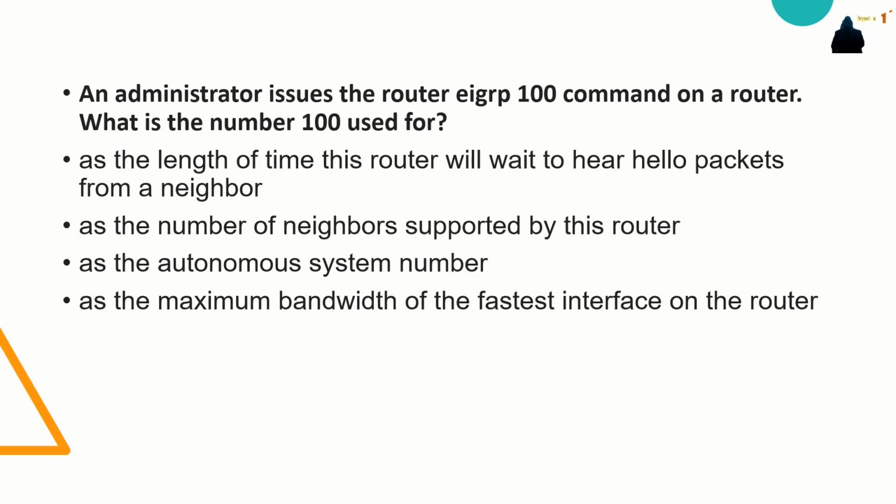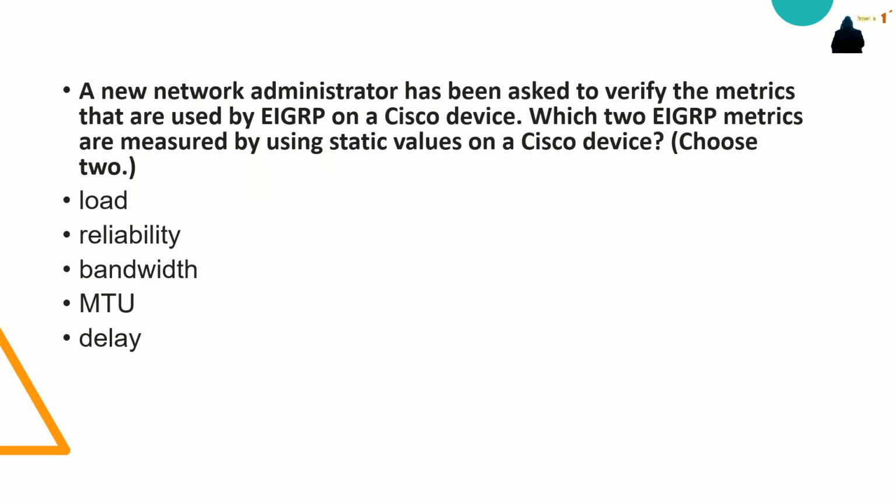An administrator issues the router EIGRP 100 command on a router. What is the number 100 used for? As you know, this is the autonomous system number, and EIGRP uses the autonomous system number to establish connection between all the networks under one domain, as you know.